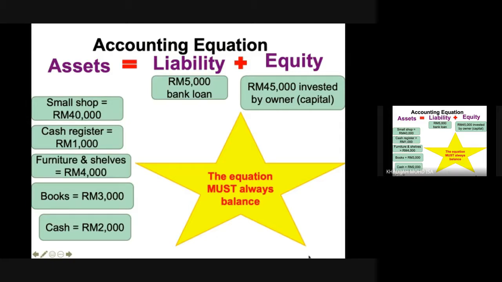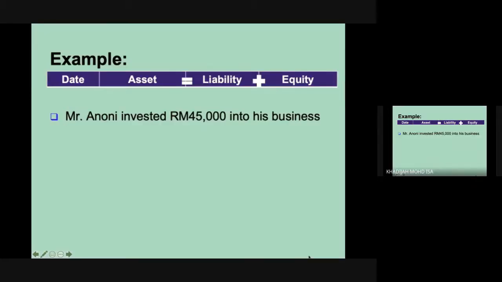No, yeah? Okay, next. So looking at the example here, we have the asset will always equal liability plus equity. So we're going to look at the movements or changes in the business, and how they are reflected in our accounting equation, right? So first, Mr. Anoni invested 45,000 in his business. Remember that now you have to look at the business as its own, a separate entity.